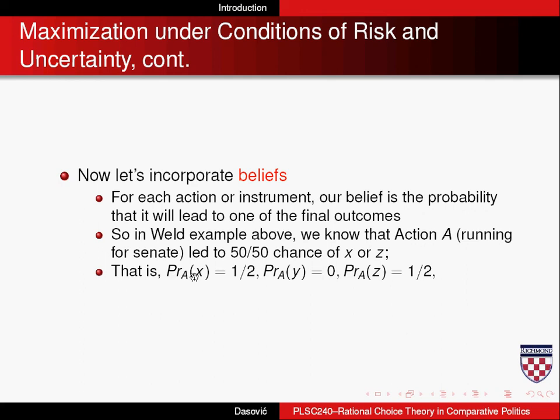The probability, given action A, which is running for Senate, of becoming senator is a half. The probability of becoming the governor by running for Senate is obviously 0, right? You can't become the governor if you run for Senate. And the probability of being out of politics, which is Z, given that you're running for the Senate, is also 1/2.